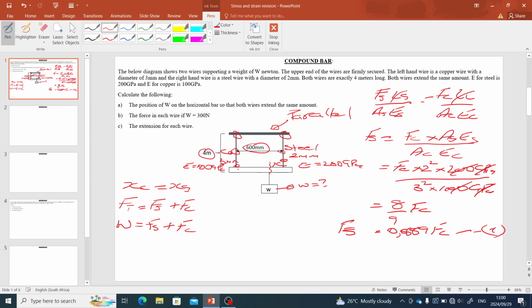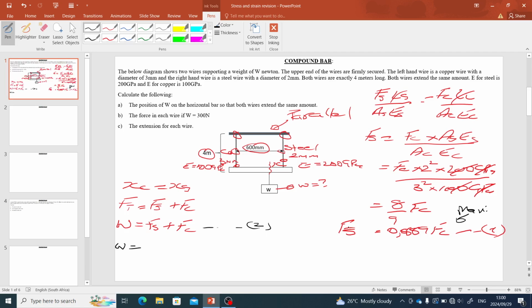We got this from the manipulation of the formula. We still have to determine the force acting on the copper and the force acting on the steel. This is firstly the manipulation from the formula. This is our equation 1. Then here we have W equals Fs, which is 0.889 Fc. We'll make this equation number 2, or equation number 1, it doesn't matter.